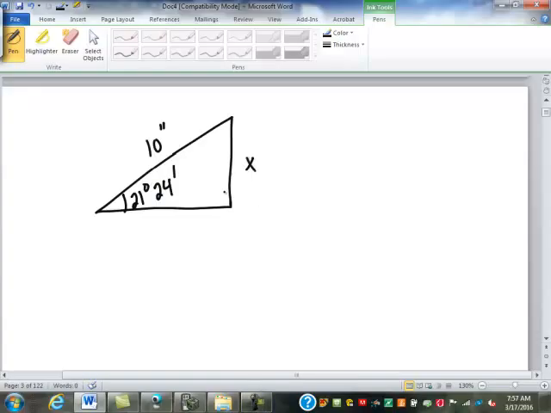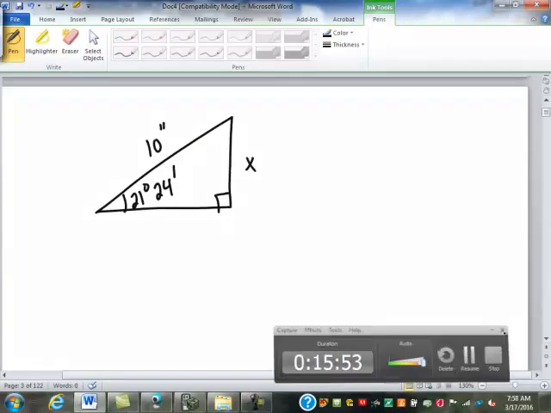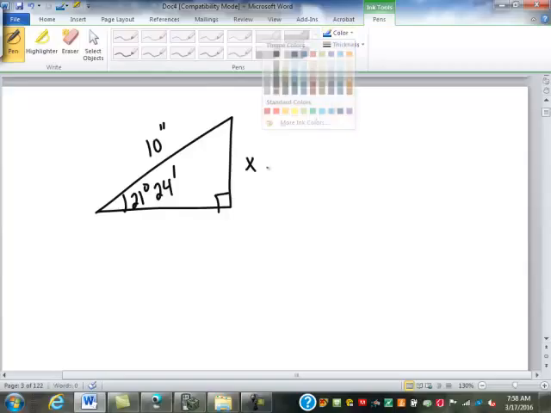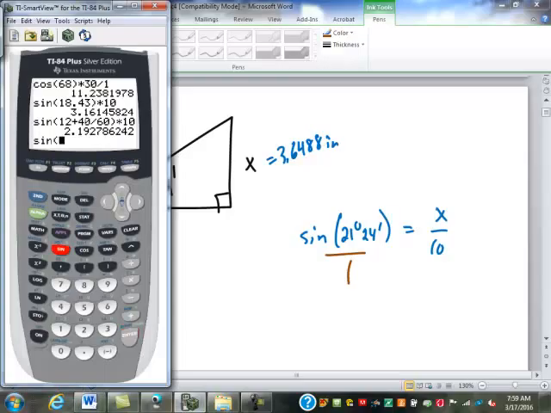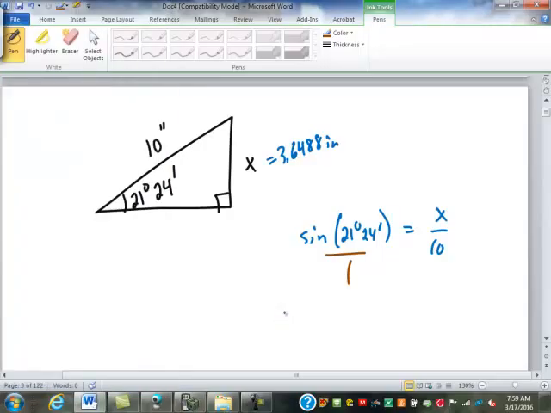Find x in your notes quick. 3.6488. Everybody agree? You end up with sine of 21 degrees, 24 minutes equals x over 10. So I'm just going to type in sine 21 plus 24 divided by 60 times 10. 3.6488. Not so bad.